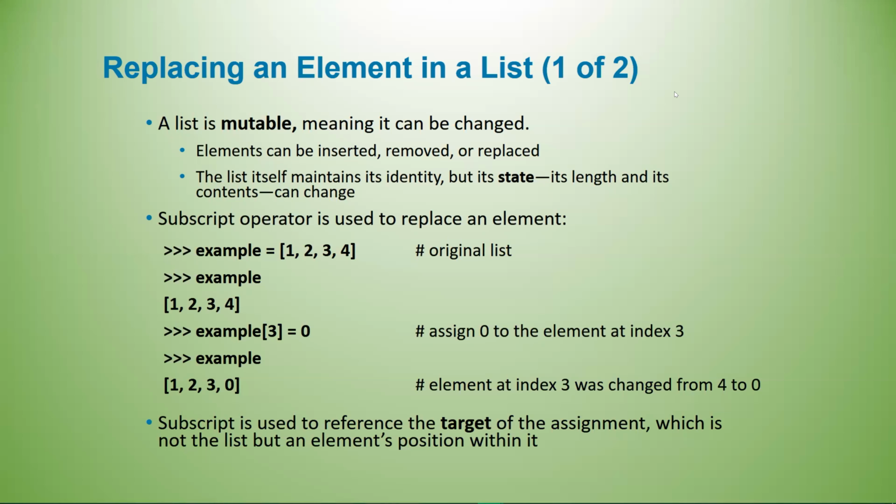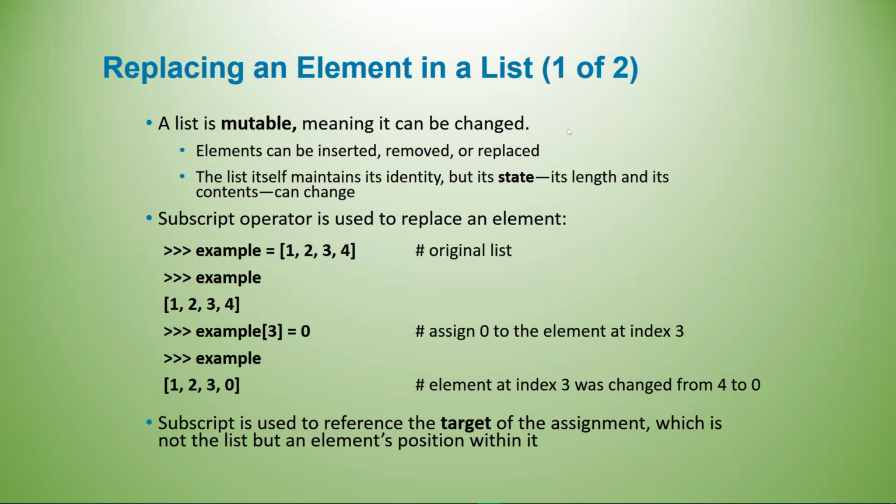Okay, everybody. Replacing an element in the list. A list is mutable. What does that mean? I already give you the answer here, meaning it can be changed. So elements can be inserted, removed, or replaced. The list itself maintains its identity, but its state, its length, and its contents can change. That means the list is still there, but its contents change.